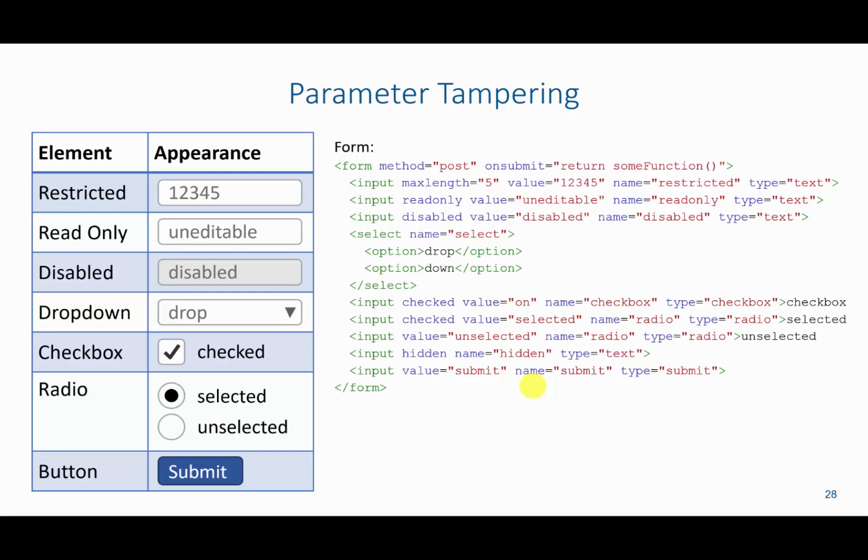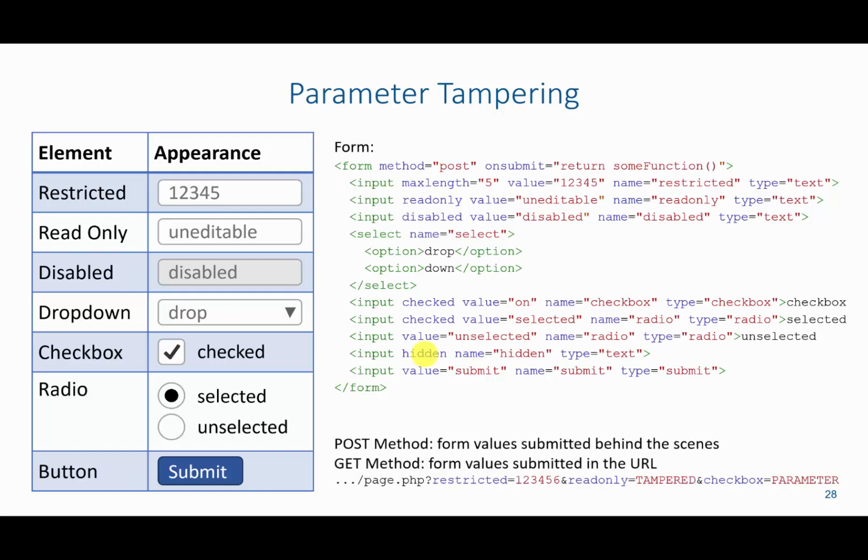And then finally, there is a hidden input represented by this hidden attribute, meaning that this input is not actually displayed, but when the form is submitted, any values that are in this input are going to be submitted with the form. So there are 2 methods for submitting a form. The first one is the post method, which means that the form values are going to be submitted behind the scenes. And then there's the get method, where the form values will be submitted in the URL. Basically it will append to the end of the URL a question mark with each one of the names of the inputs and the corresponding values.